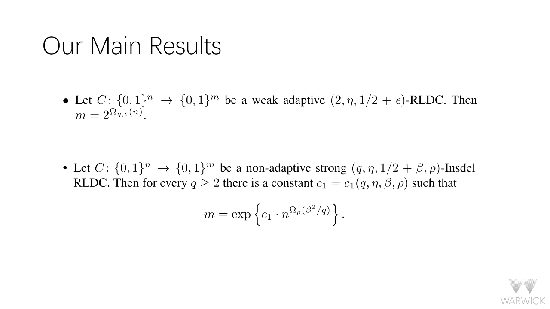Okay, so our second result is about insertion-deletion codes. If C is a non-adaptive, strong Q-query RLDC, then we again can have an exponential lower bound. So our result is saying that for every Q which is at least 2, there is a constant C1 such that m is equal to exponential in C1 times n to some Ω(β²/Q).